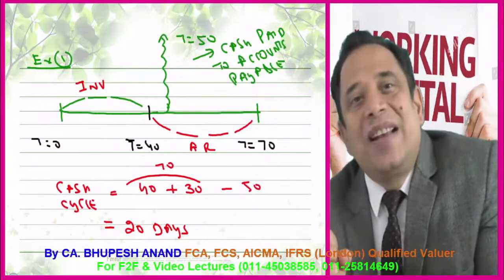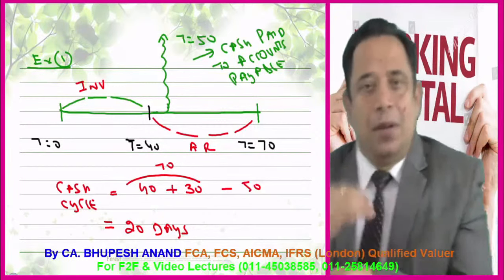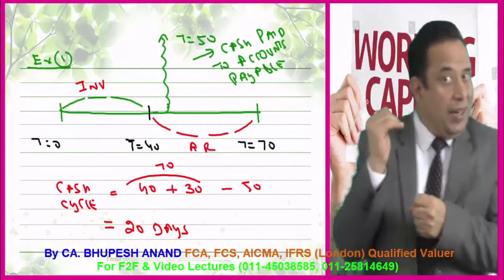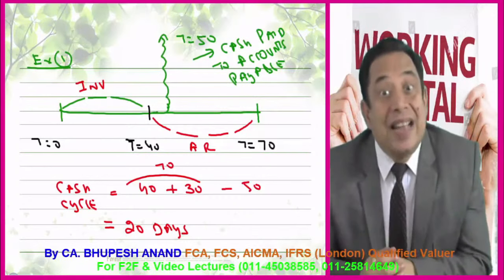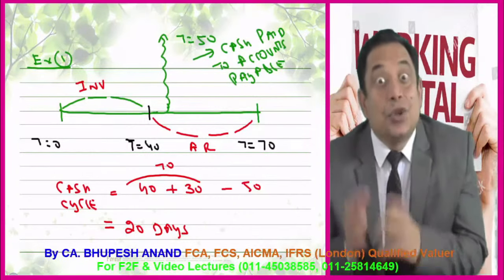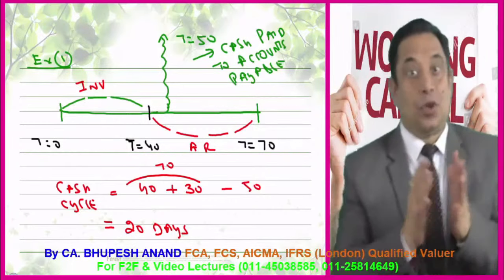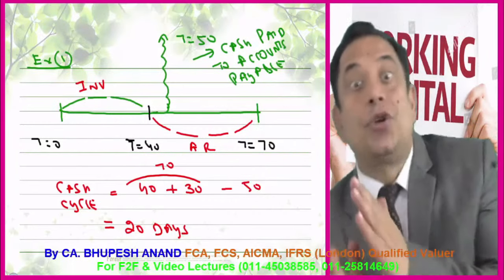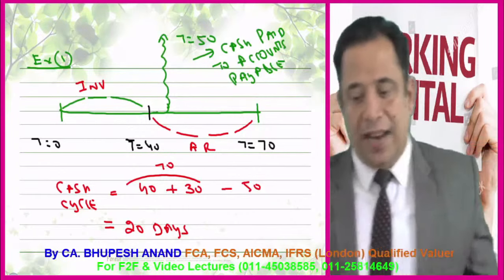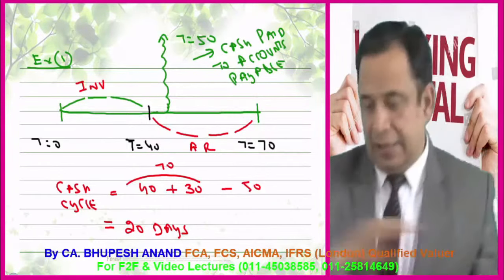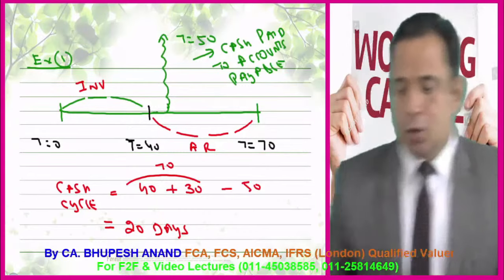So how will I calculate the cash conversion cycle? Very simple. 40 plus 30, total 70, minus 50, that comes to 20 days. The shorter the operating cycle or cash conversion cycle, the better it is. So please write down example number 1. I have shown it in timeline format: 20 days.